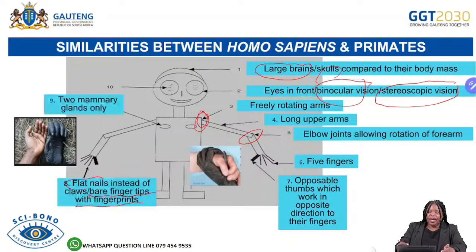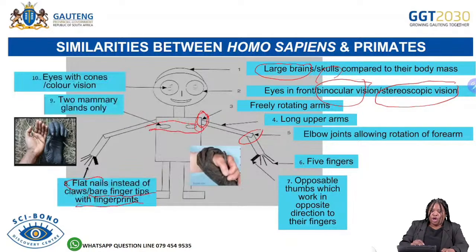Okay? Right? And then, if you check also, there are mammary glands, and all humans and other primates have 2 mammary glands. Remember, during breastfeeding, those mammary glands will secrete milk. Okay? Then, we talk about eyes with cones. Remember, you can now see color. You can see black, you can see white, all those colors. It's because you've got cones at your retina, right? Eyes are with cones for color vision. I hope you understand that.